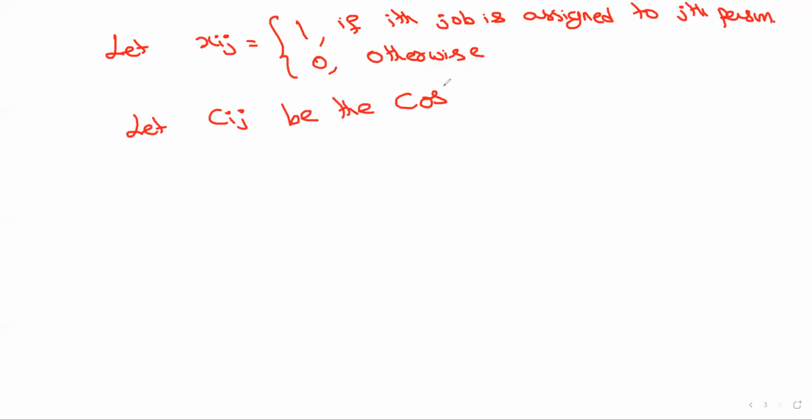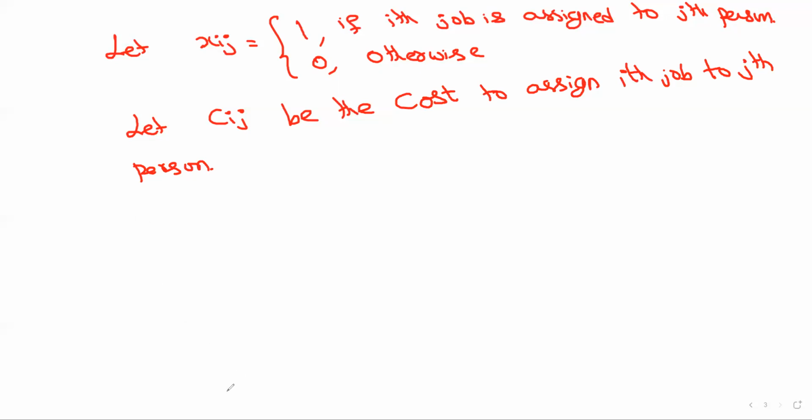Let Cij be the cost to assign the ith job to the jth person. If a person gets the jth job, we have to represent how much cost we incur, and that is Cij. Now I'll give the cost matrix also.